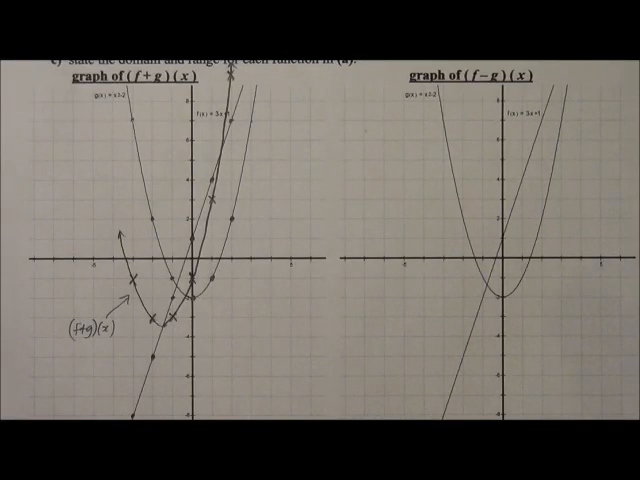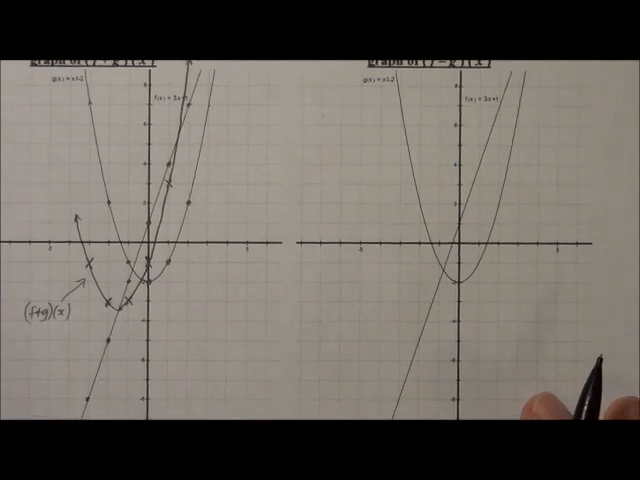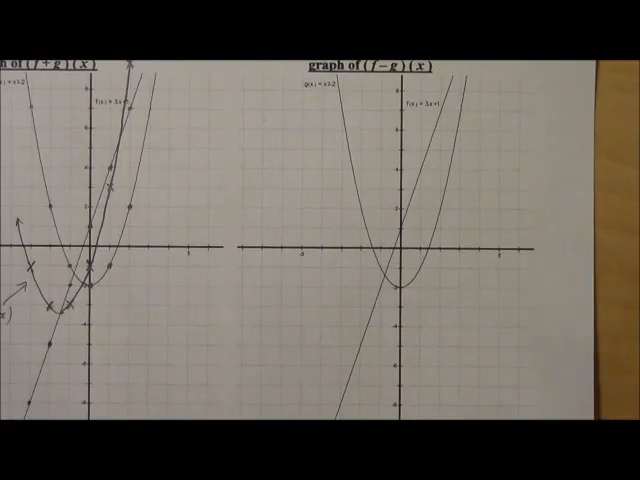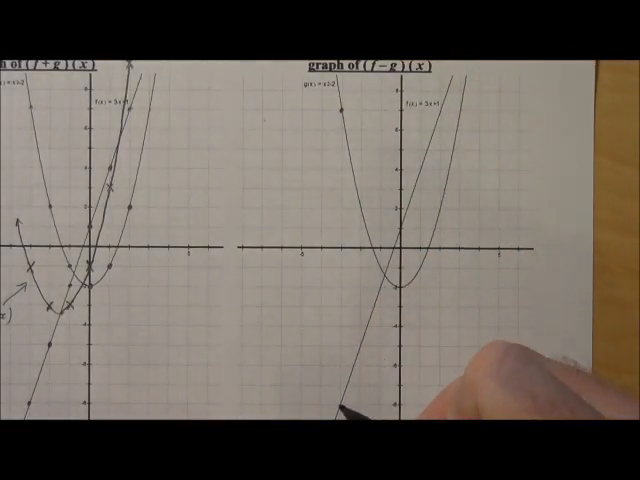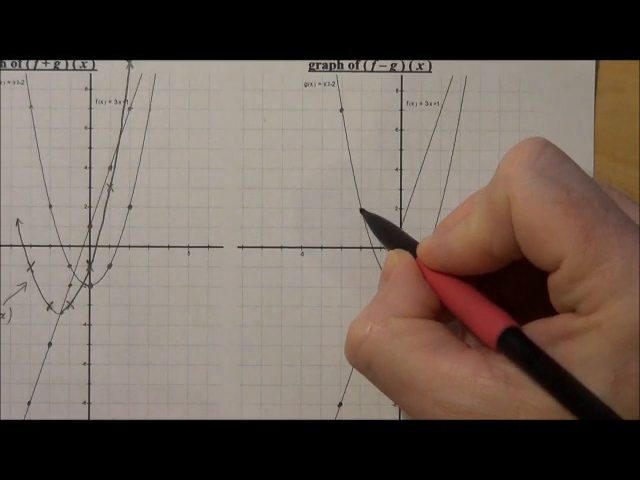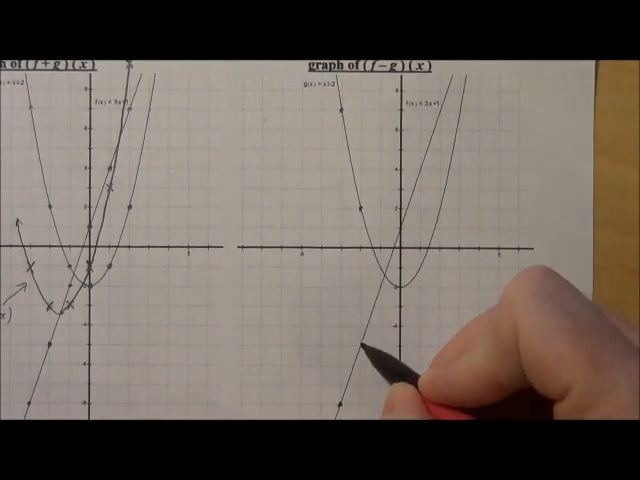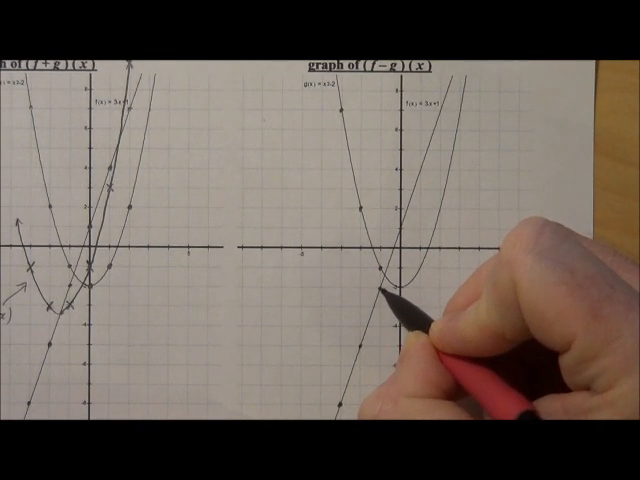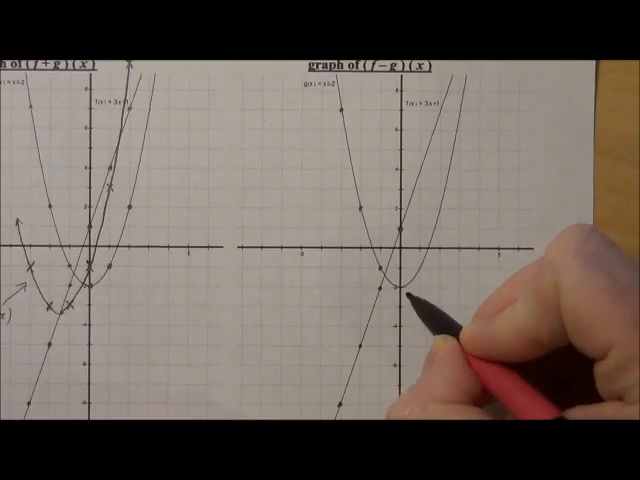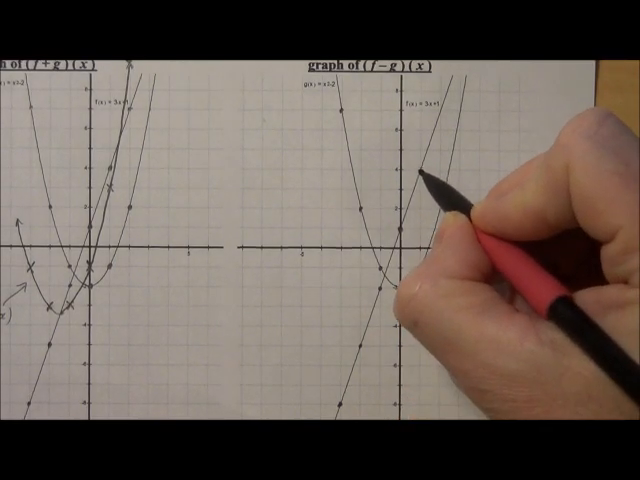Okay, now what I'd like you to do is do a similar thing with f minus g of x. Please, pause the video and draw the graph of f minus g of x. Okay, so again, I'll identify the points I'm going to be using. And quite coincidentally, they're the same points as we used on the first one, because they're the same functions.